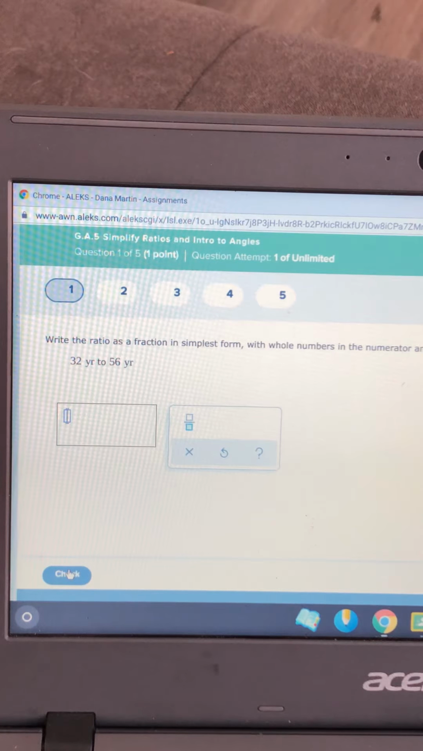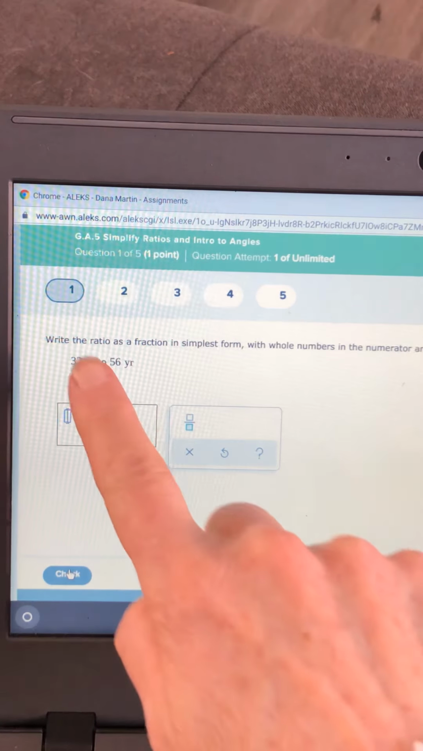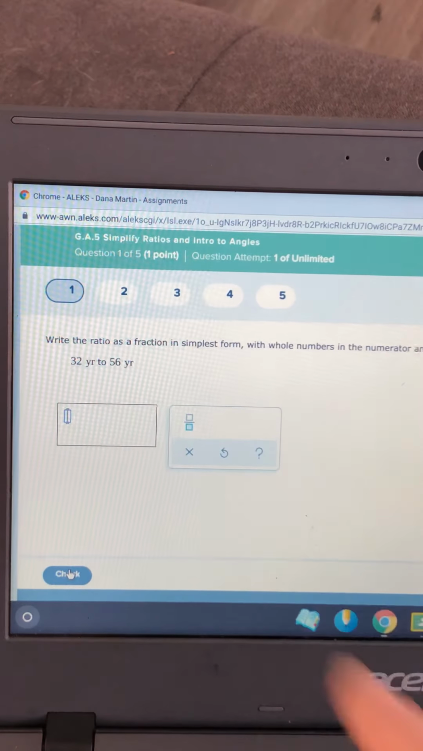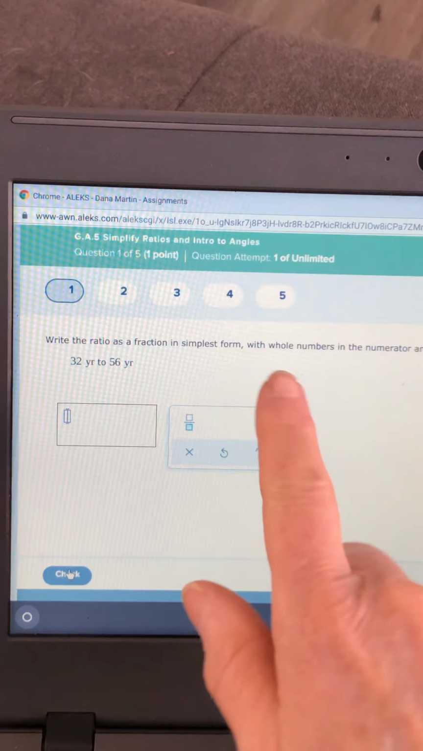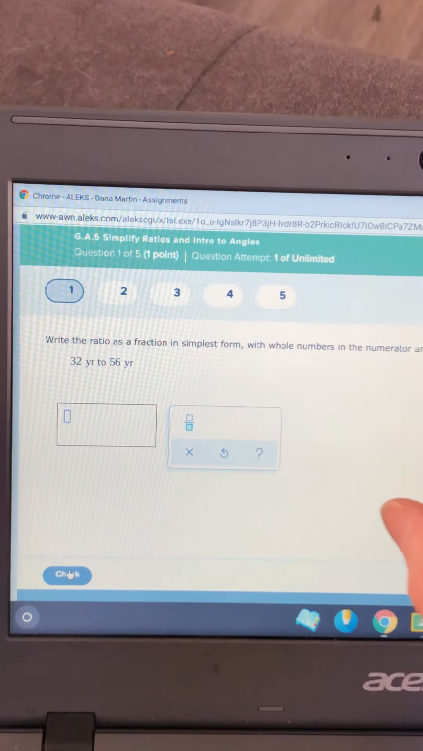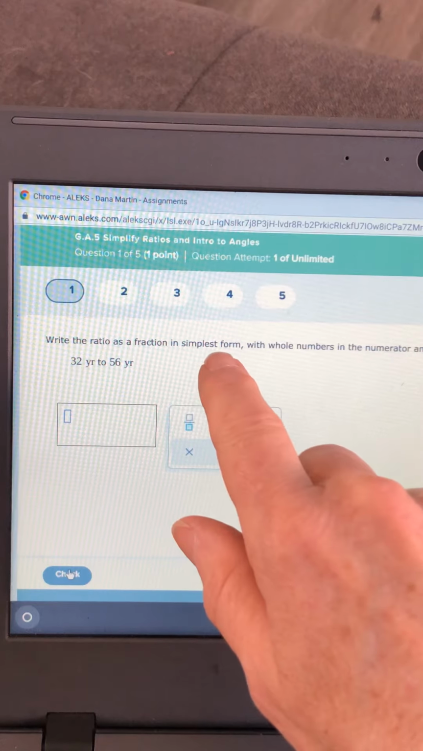This is our first lesson in the angles unit. It's called Simplifying Ratios and Introduction to Angles. So the first couple of questions is just looking at a ratio, and he wants you to write it as a fraction. So we're going to do that real quick, like a quick review with whole numbers in the numerator and denominator. Make it in simplest form.